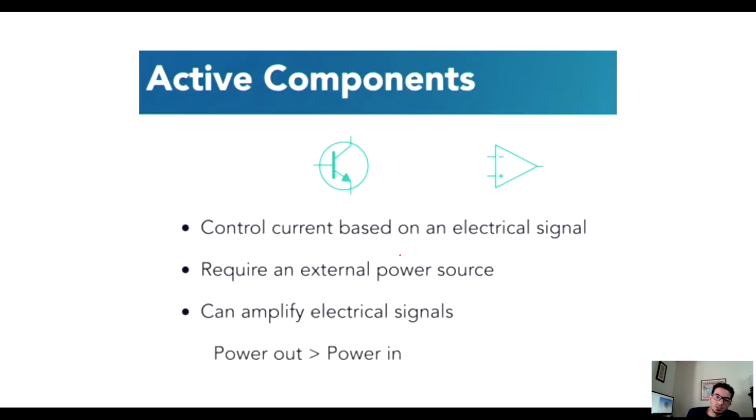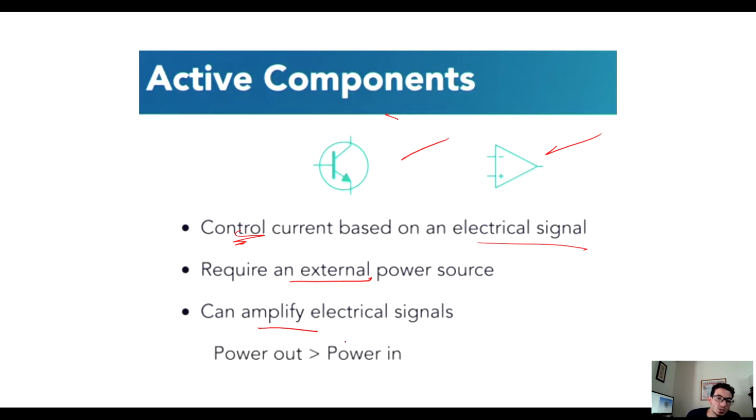Now, active components are transistors and amplifiers. Key points are that they can control the current based on an electrical signal. So you can use a power source or an electrical or voltage input to control the passage or the actuation of the circuit. They require an external power source, and they can amplify electrical signals.